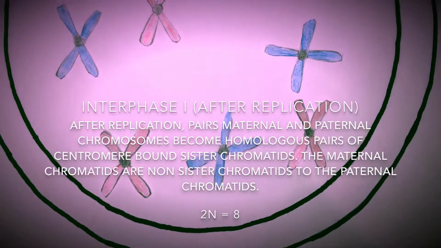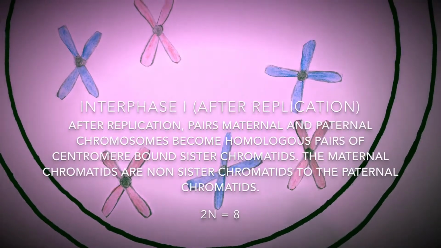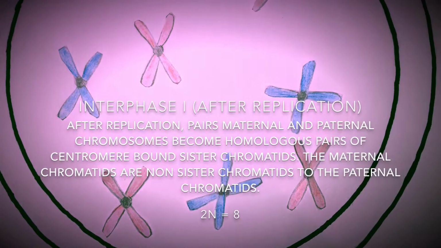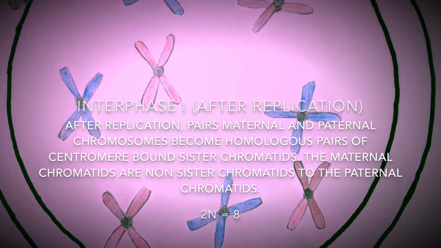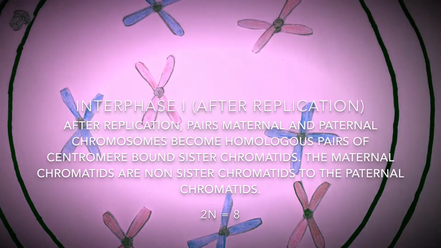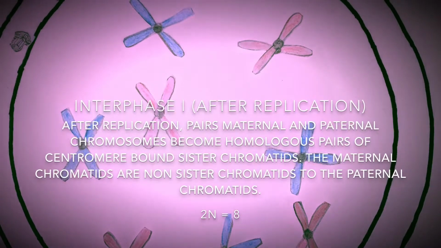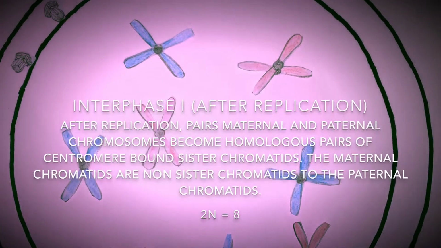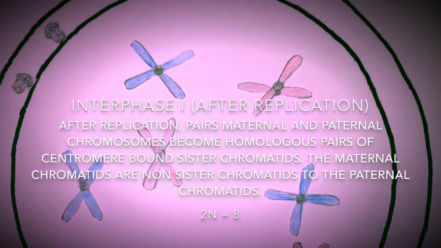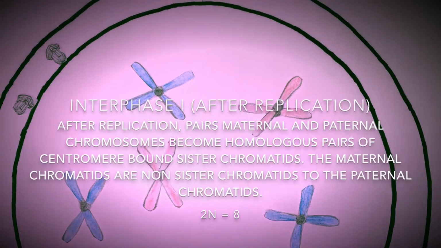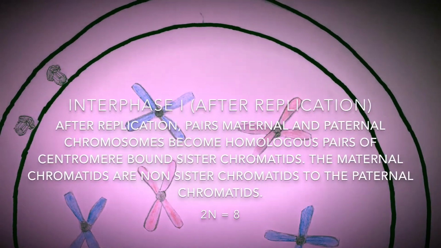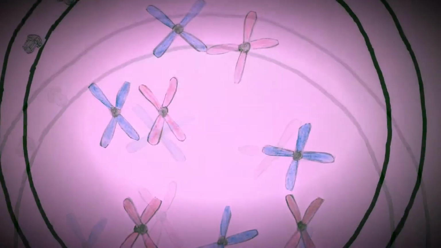Interphase 1, after replication. As shown, pairs of maternal and paternal chromosomes become homologous pairs of centromere-bound sister chromatids. The maternal chromatids are non-sister chromatids to the paternal chromatids. This makes our chromosome count 2n equals 8.